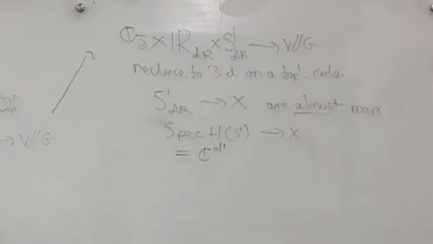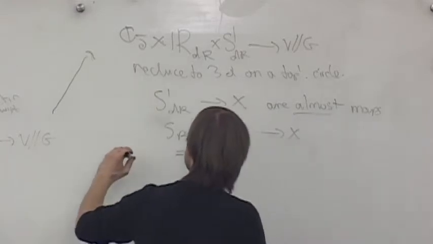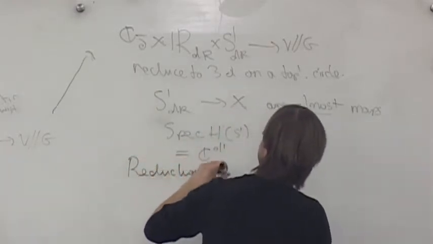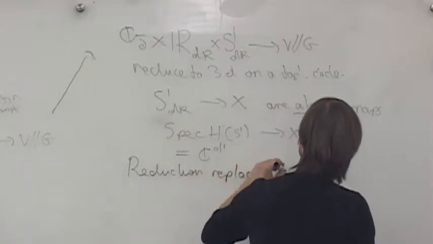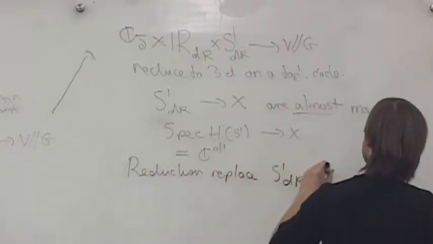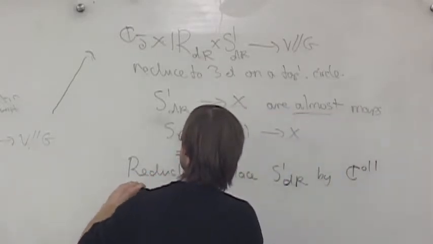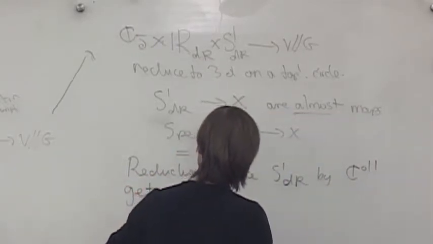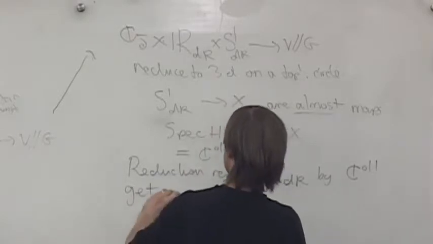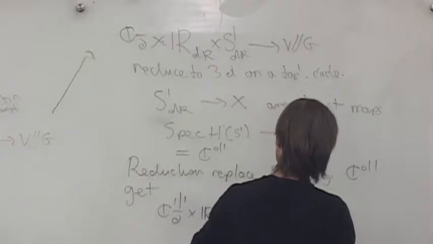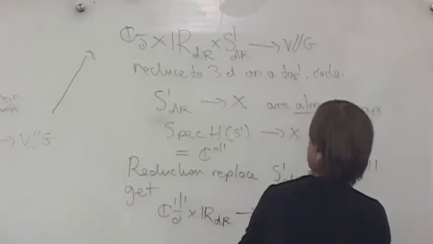Because we're going to ignore Z mod 2 gradings. So the reduction will replace a topological circle by C^{0|1}. So we get indeed C-bar cross C^{1|1} to V mod G, as desired.